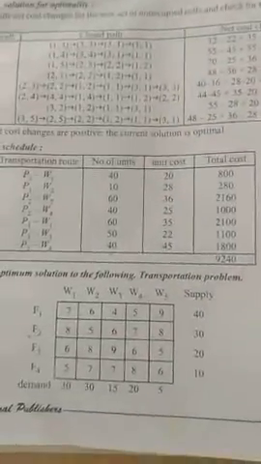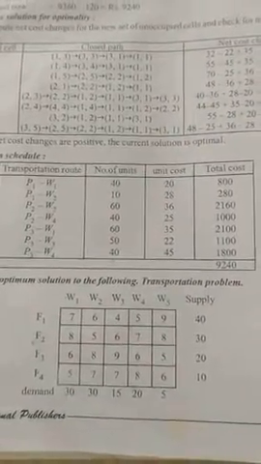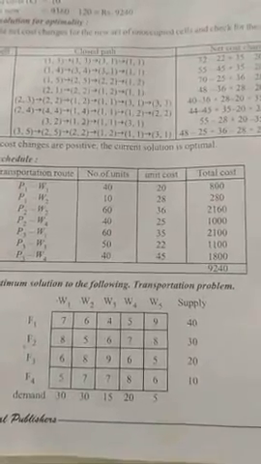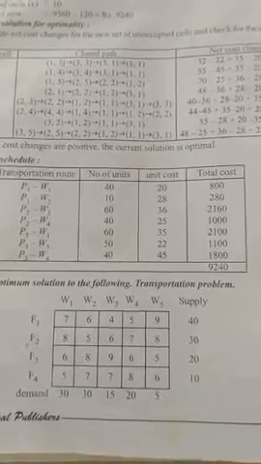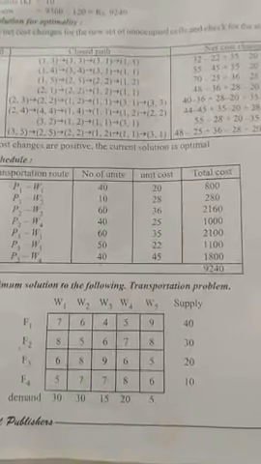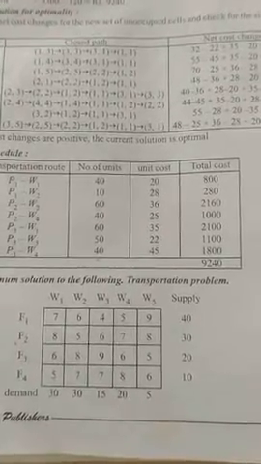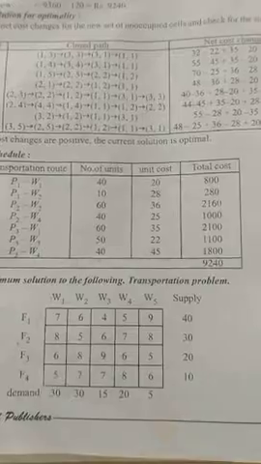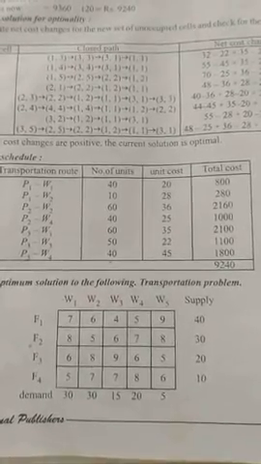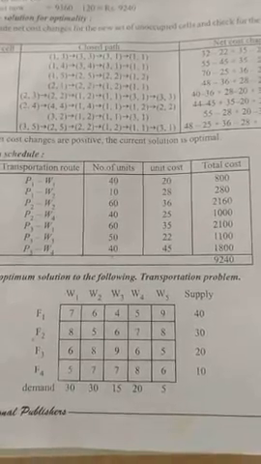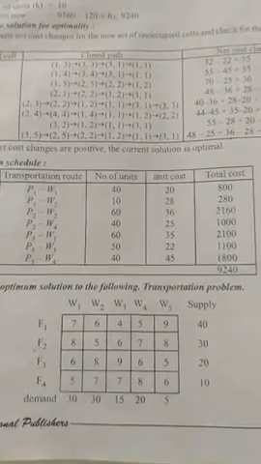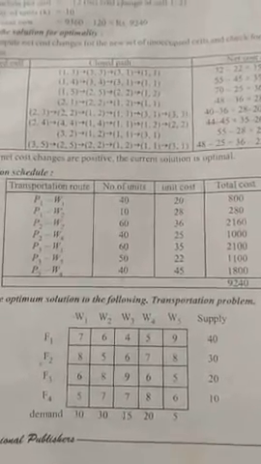Now we have to identify the initial basic feasible solution. How can we identify it? By using any of the three methods: the northwest corner rule, the matrix minima method, or Vogel's approximation method. I am choosing Vogel's approximation method. All of you know how to identify the initial basic feasible solution by Vogel's approximation method. The first step is to identify the penalties for each row and each column.